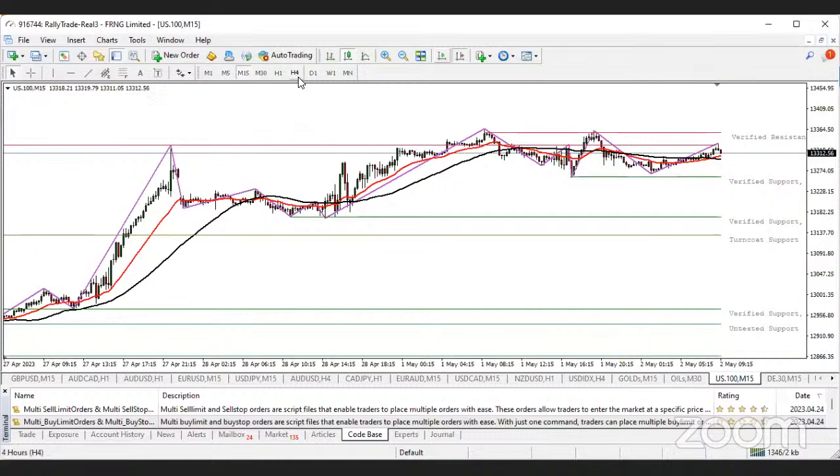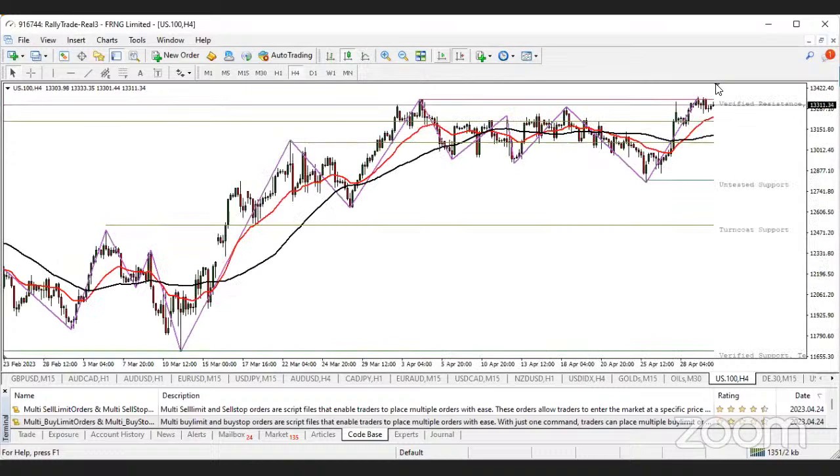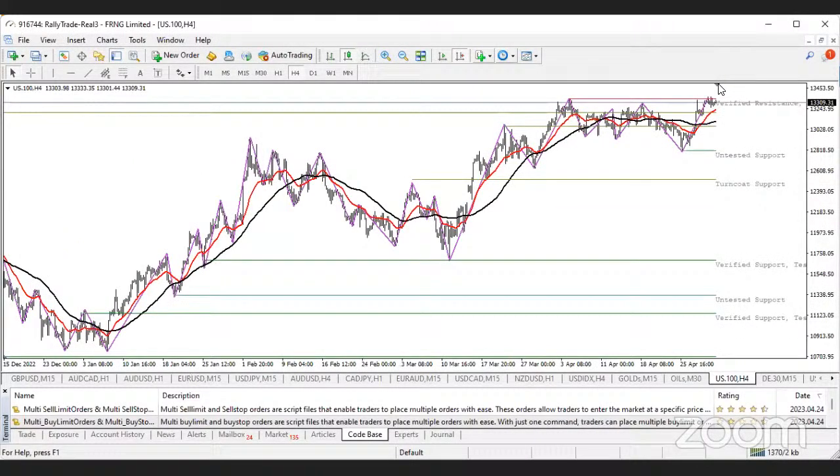Looking at US 100 on my 4 hours time frame, you will notice something. Ever since the 10th of March, when it went this low, it formed a candle that looks like a long hammer. And ever since then, it has been bullish. There is more bullish momentum, or bullish pressure, in the market. You favor more of the bulls compared to the bears.